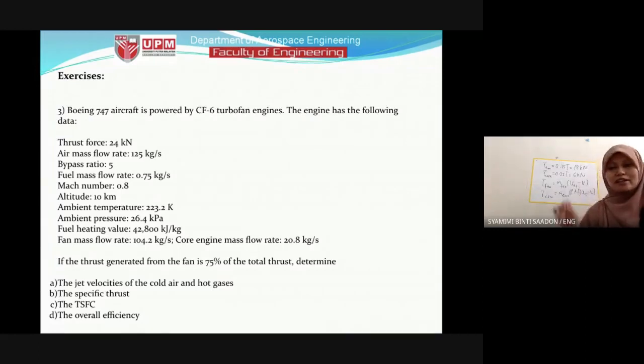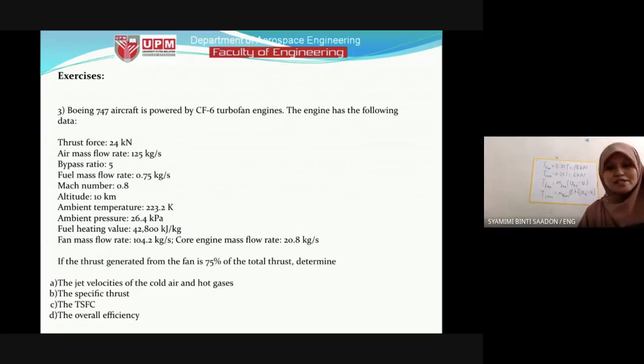Just use the formula. Specific thrust is total thrust over m dot a, and for the TSFC it is the fuel mass flow rate m dot f over total thrust T. So that is direct.